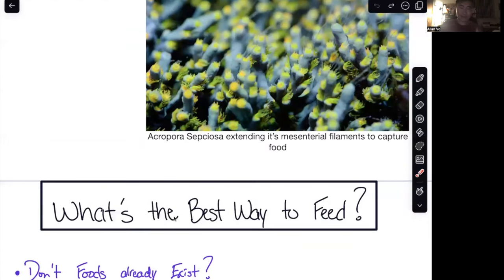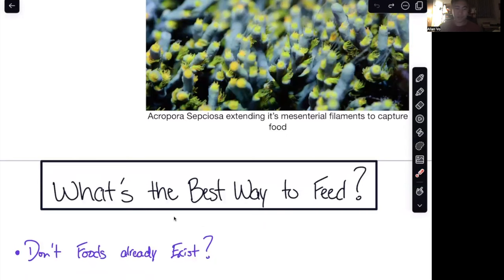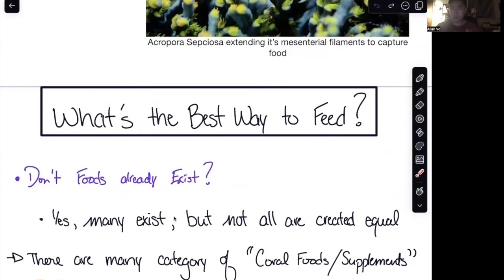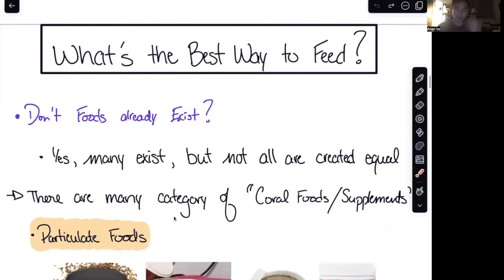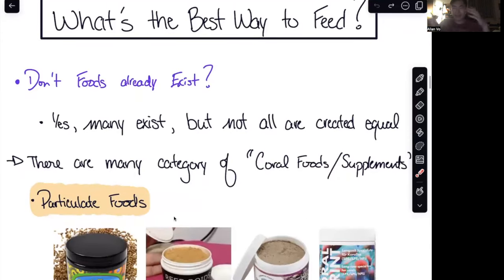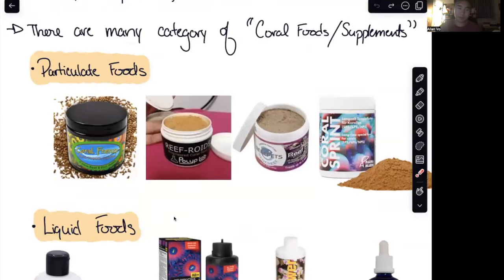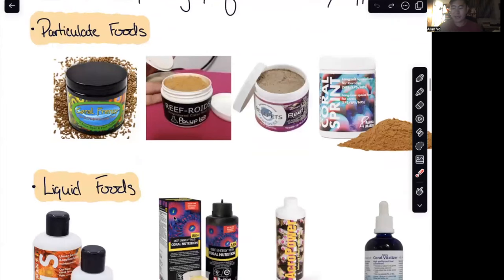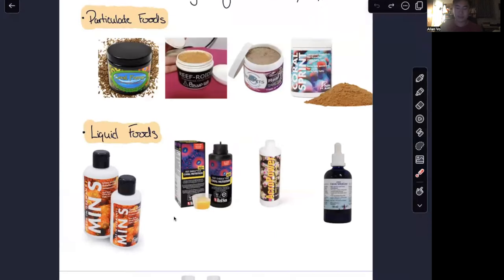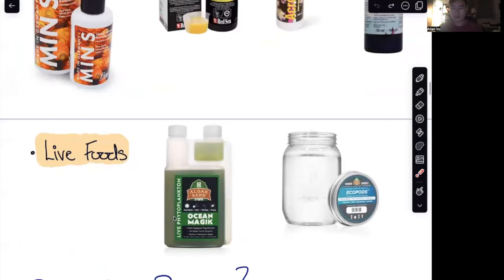So this kind of leads into the question of what's the best way to feed? Don't commercial foods already fit the need? Well, a lot of them do exist right now. I wouldn't say everything's on an equal playing ground. Some are obviously better than others. Some are designed for different purposes. Some will skyrocket certain nutrients out of whack. You have to take all this into consideration on what your system needs and how you want to address your issues. Right. So there are refined particulate foods. You can see here some liquid foods that are commonly available, and certain live feeds that you can use to feed your corals.